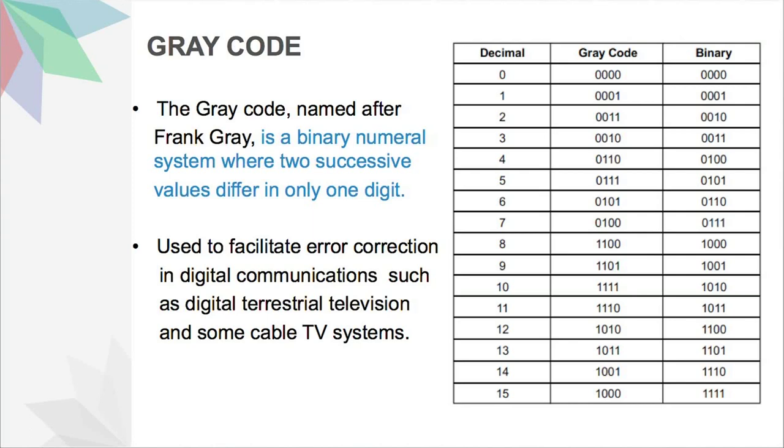Now if you look at the right hand side of the slide, we can see that we have the decimal equivalence, and then we have the gray code equivalence, and also the binary equivalence. Now if we look at the first gray code, for representing decimal number 0, it is 0001.